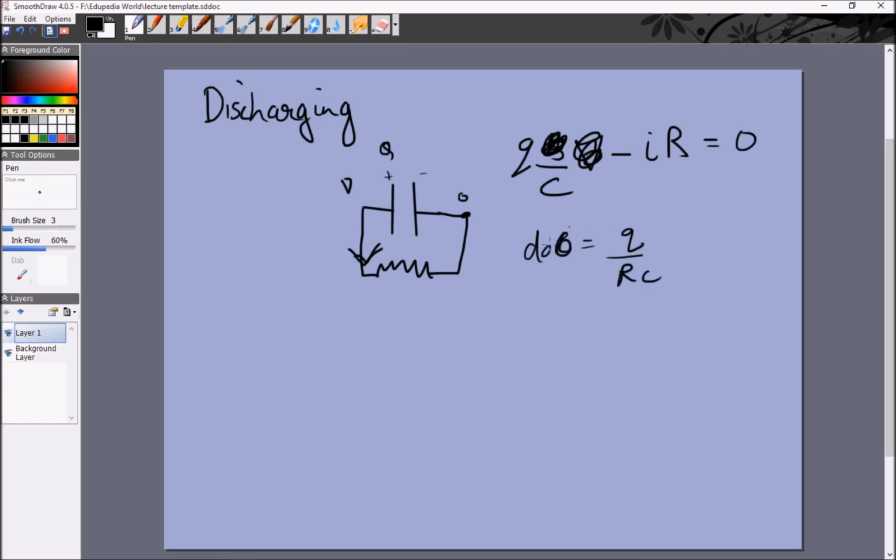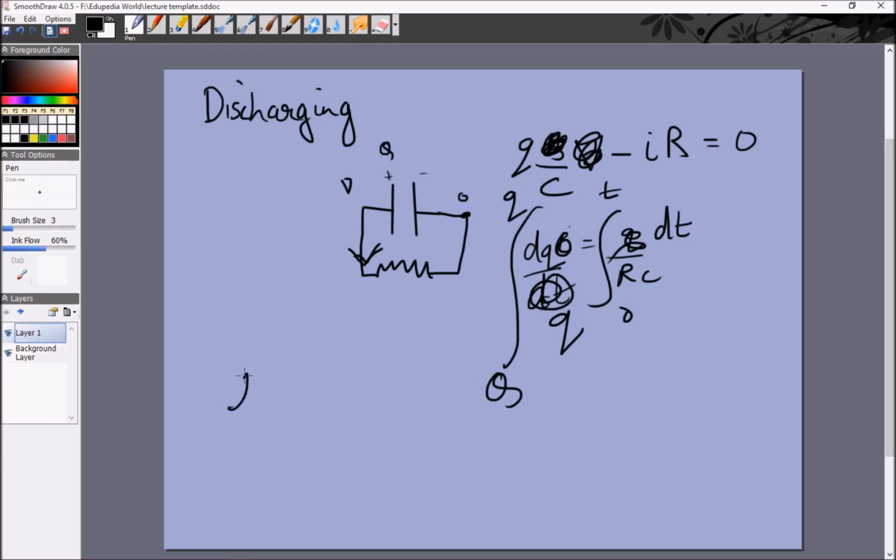I is dQ by dt. So we get dQ by Q is equal to dt by RC. Integrate 0 to t. Initially charge was capital Q, finally let's say charge is small q. So this will be ln. So we'll get ln of small q by capital Q is equal to t by RC. Hang on, I seem to have made a mistake because this side is less than 0 and this side is greater than 0. So let's look back. I seem to have... Oh, okay, yes.